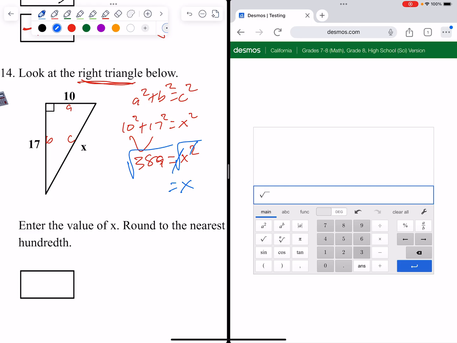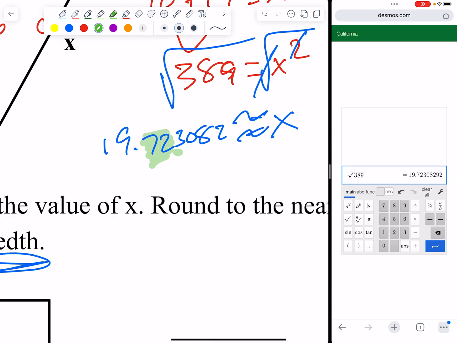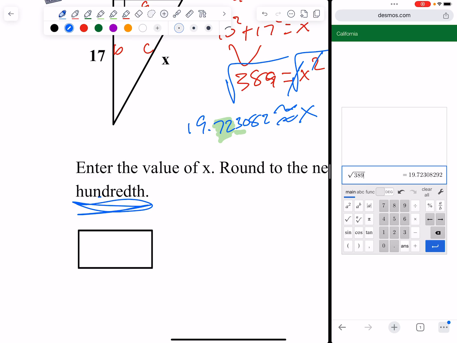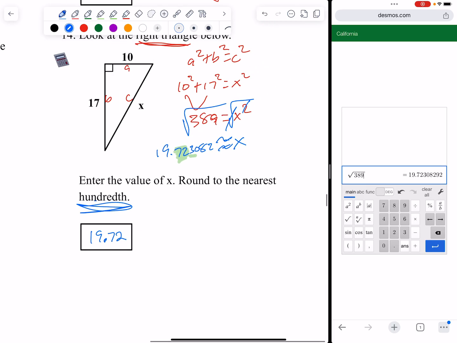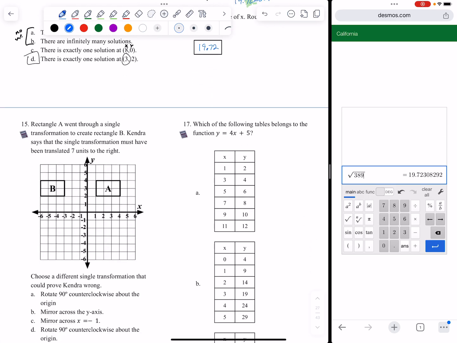So square root of 389 is roughly 19.723082, blah, blah, blah. Round to the nearest hundredth. So if I round to the nearest hundredth, that's 2 decimal places, so I care about the third. So my number is going to stay at 19.72. And that's it. We're done. And just to make sure, yes, this one is the longer side, so it's 19. I think I'm okay. All right, moving on.